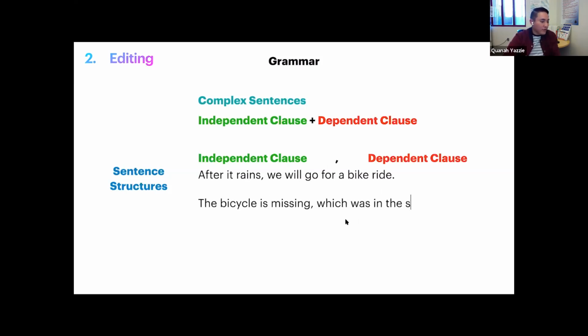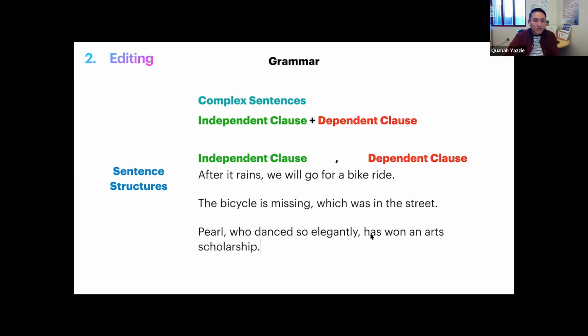Here's another example. The bicycle is missing. This is independent, right? And then this side here is dependent, which was in the street. The bicycle is missing is complete; which was in the street is not complete. So we're just separating with the comma.